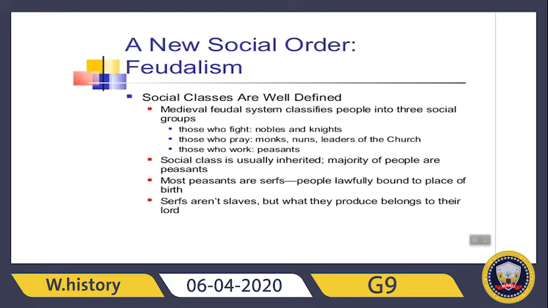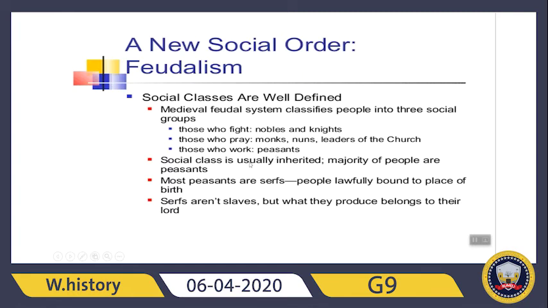Now the medieval feudal system created a new social order. Social classes are well defined. The medieval feudal system classified people into three social groups. Number one, those who fight, called the nobles and the knights. Those who pray, they were the monks, nuns, and leaders of the church. And then at the end we have those who work, the peasants.